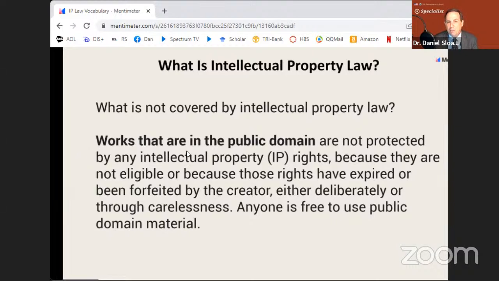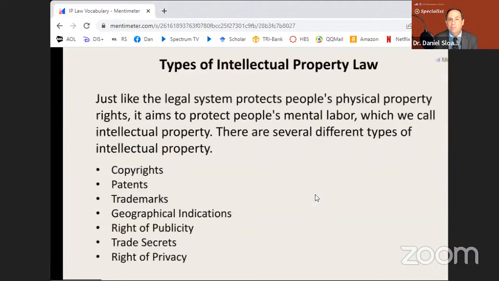Works that are in the public domain are not protected by any intellectual property rights because they are not eligible, or because those rights have expired or been forfeited by the creator, either deliberately or through carelessness. Anyone is free to use public domain materials. Okay, so if it's deemed to be in the public domain, and we'll go more into that now, what that means.